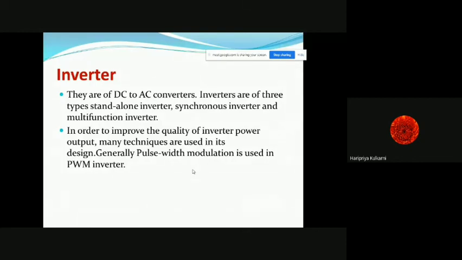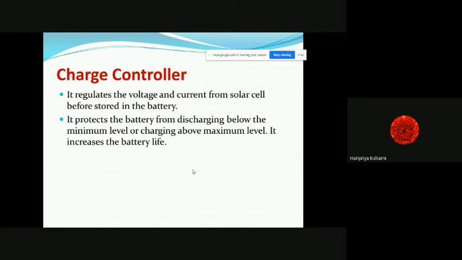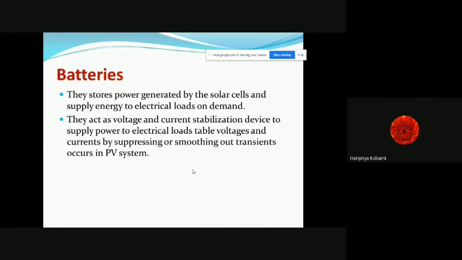So these are the details of the instruments. The inverter, as you know, you have done it in power electronics and drives. It converts DC to AC. These are standalone inverters. There are many techniques to improve the quality of inverter power. Generally, PWM controlled inverters are used. Then the charge controller regulates the voltage and current from the solar cell, which is stored in the battery. It also protects the battery from discharging below the minimum level and charging above the maximum level, so that way it is increasing the life of the battery. And the battery stores the power so we can use it as and when required.